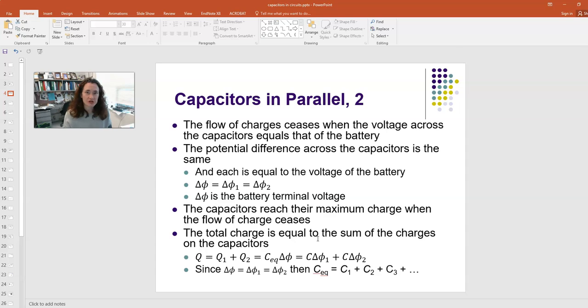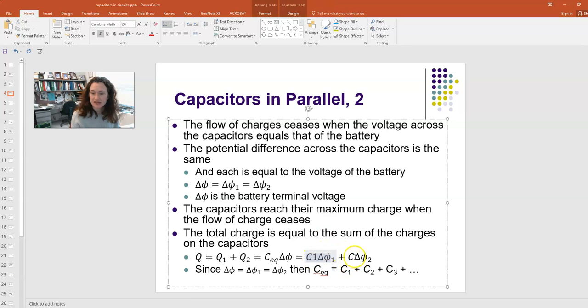We can use our equation for the capacitance here. Remember that for a capacitor, C is equal to Q over delta phi, where Q and delta phi are the charge and voltage for the capacitor respectively. So rearranging that equation, Q is equal to C delta phi. So our total charge for the circuit, big Q, is equal to the equivalent capacitance for that circuit, C_EQ, times the voltage from the battery, delta phi, right?